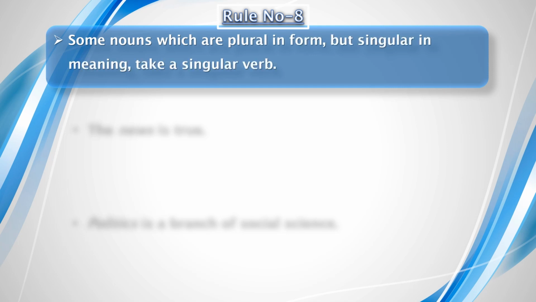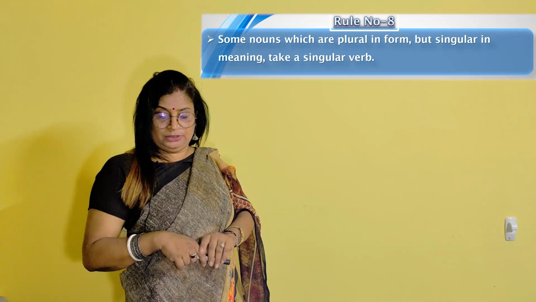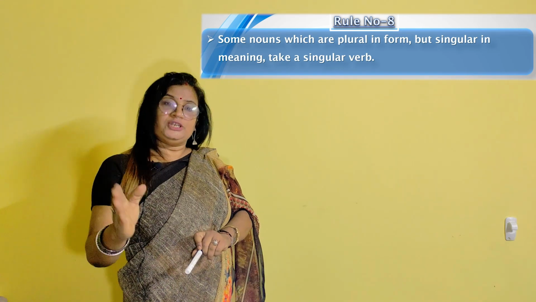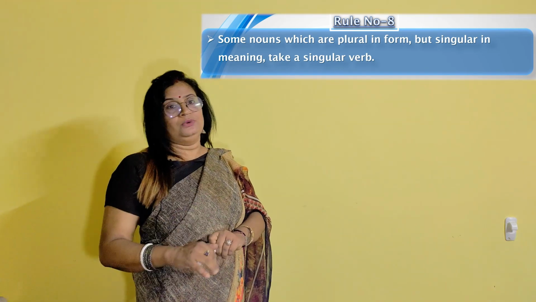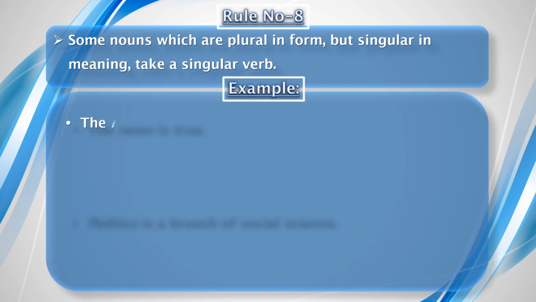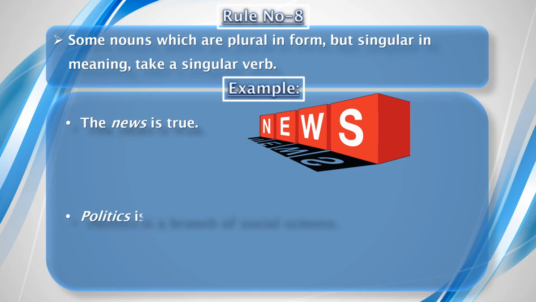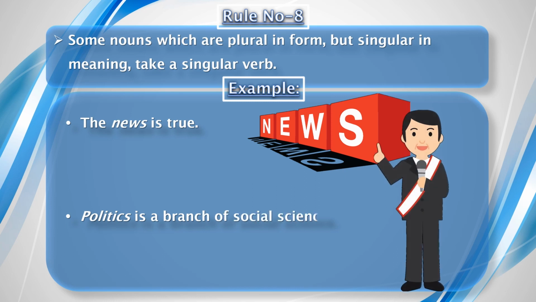But they are singular in meaning. So maybe they seem to be plural when you write it with an S, but actually it is singular. So therefore it will take a singular verb. The news is true, not are true. Though by looking at news you may think it is plural, but it is not so. Okay, politics is a branch of social science.